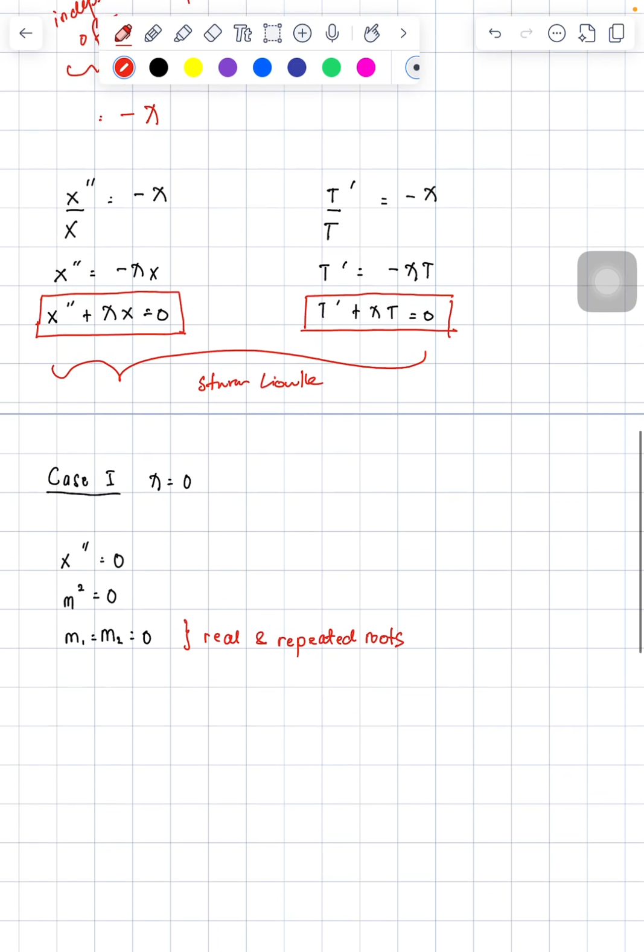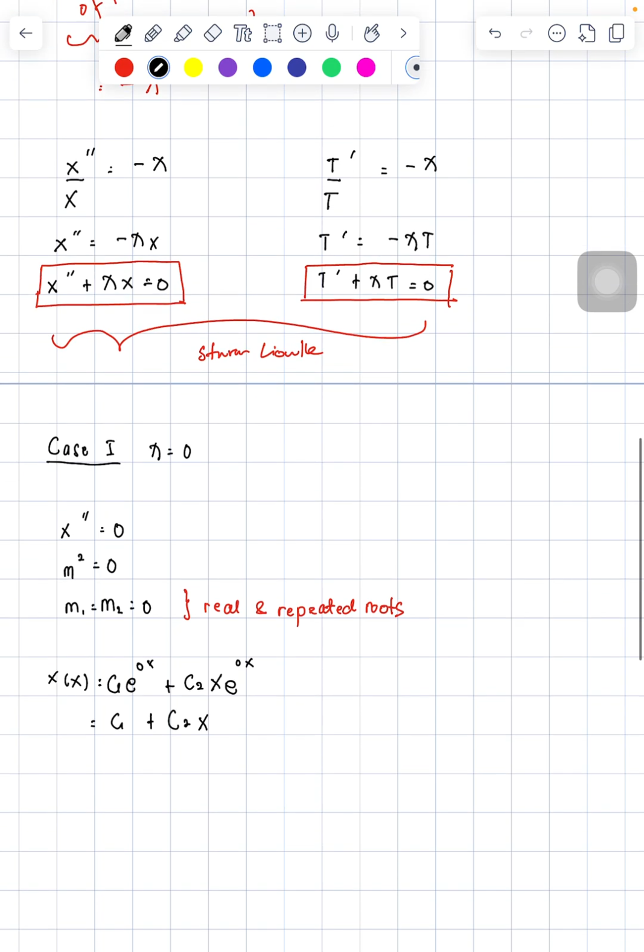Okay, for real and repeated roots, the general solution will become X(x) equals C1 e^(m1 x), so C1 e^(0x) plus C2 x e^(0x). So we have C1 plus C2 x. So this is for X(x).